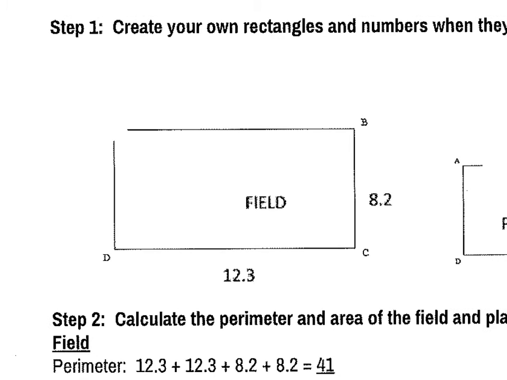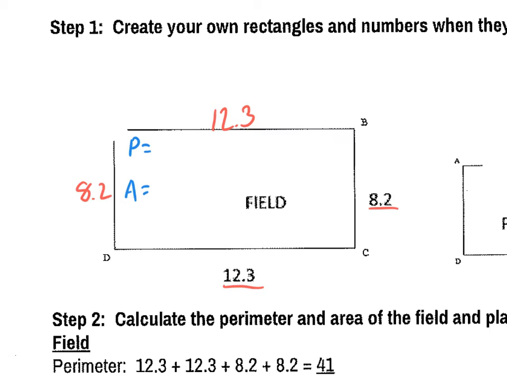So fortunately, these are rectangles. So here's what I'm going to do. I already know if this is 12.3, this over here also has to be 12.3. Again, if this is 8.2, this is 8.2. So I need to find perimeter and area for this. I'm going to write these on the inside. We'll do perimeter here, and we're going to find area here.